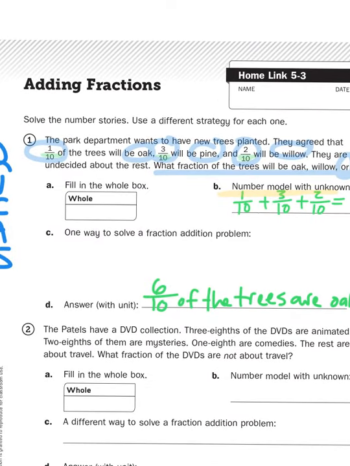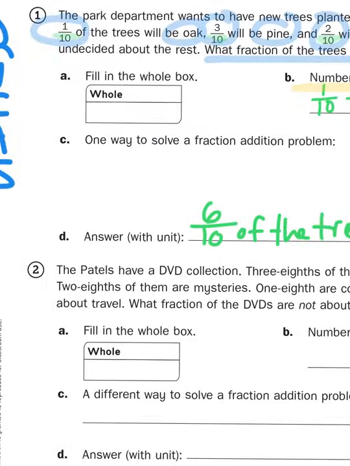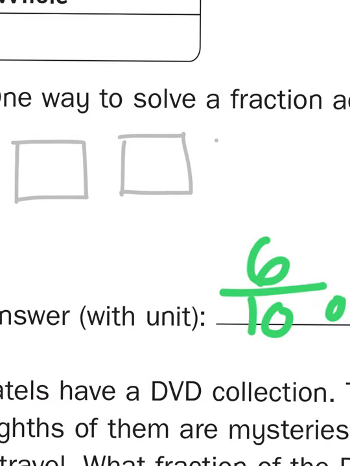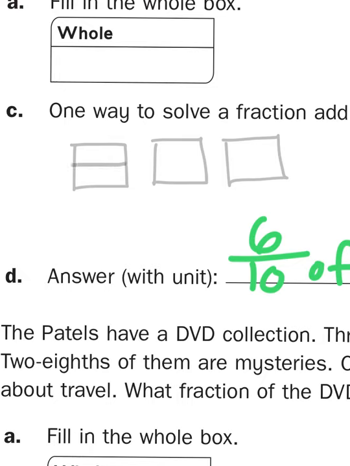Another way we could approach it is to actually draw a picture of those fractions. Okay, so I could draw a picture of a box, and then a second box, and then a third box, like so. And then each of these boxes can be divided into tenths. And then I can just color in the fractional amounts and can then count them.